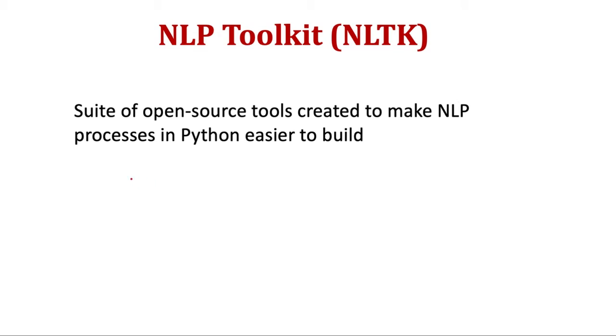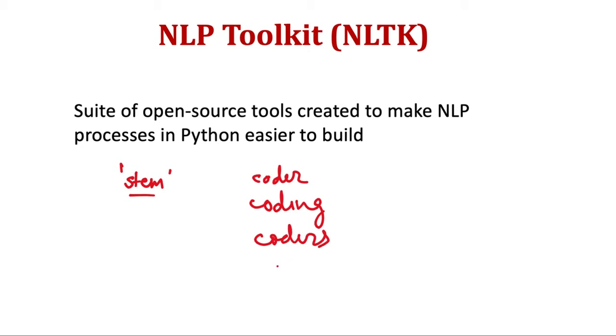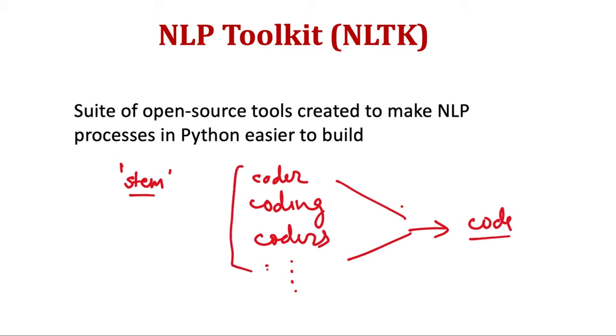For example, we may have a stem function inside this. So what it does is, if you have many words like coder, maybe coding, maybe coders, and many more, then it all comes down to these all words are a stem to their root word, like code. So you can write a complex library to do all of these, but it's already present in NLTK and you don't need to do anything.